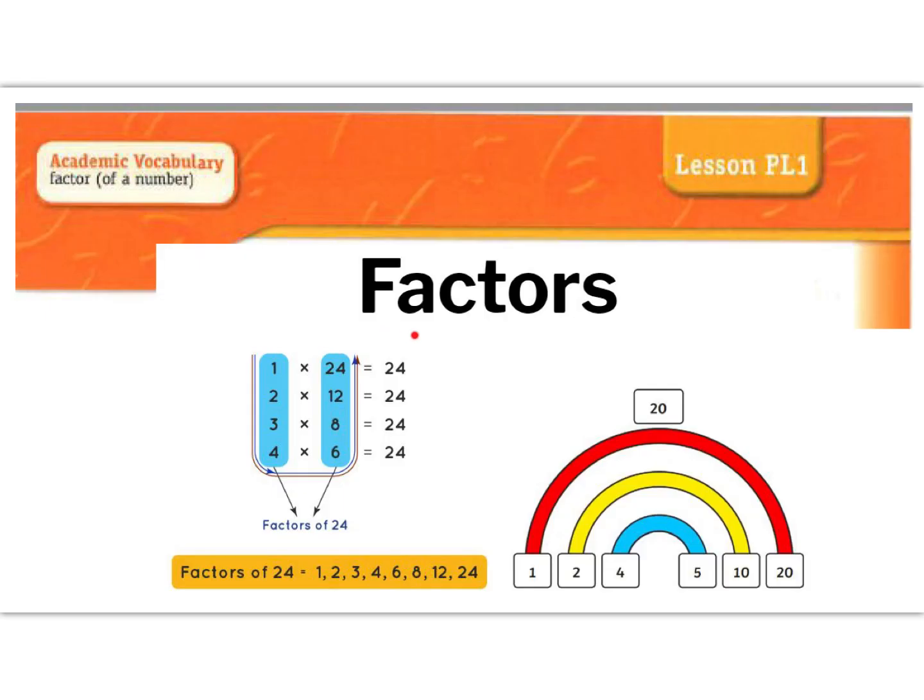So our vocabulary, as a reminder, factors. Factors are numbers that you multiply by each other to get a product or an answer from a multiplication problem. So 1 times 24 equals 24. 1 and 24 are factors. But 2 times 12 equals 24 also, and so does 3 times 8 and 4 times 6. So all of these are factors of 24.